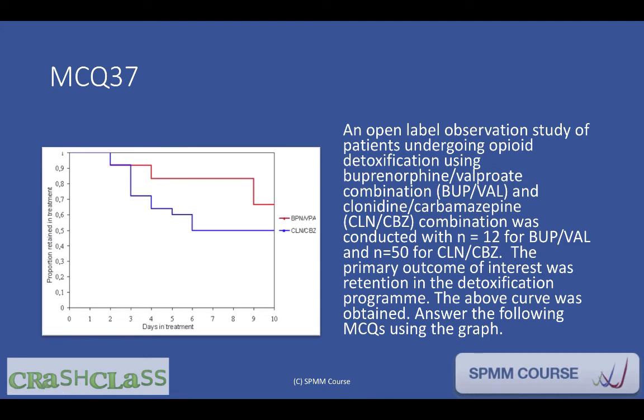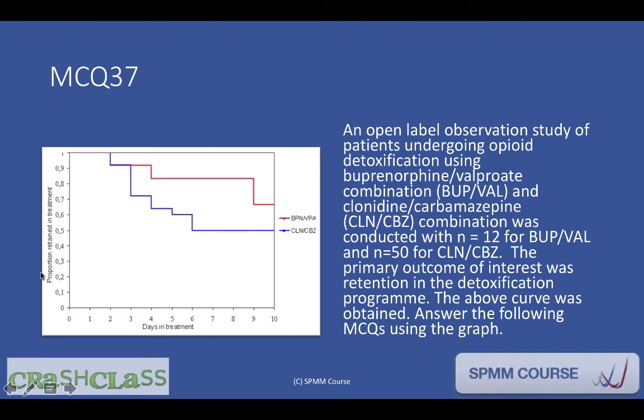Next question. What curve is this? Yeah, you know what this is. This is a Kaplan-Meier survival curve. An open label observation study of patients undergoing opioid detoxification using buprenorphine valproate. So this is BP and VPA, the buprenorphine valproate combination. And then you have the clonidine carbamazepine combination. The comparison was conducted for 12 patients in this group and 50 patients in this group. The primary outcome of interest was retention in the detoxification program. How many people stay in the program? That's what you're interested in.